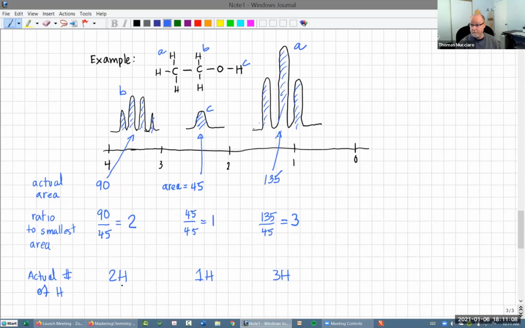Everybody good? I was just wondering, Professor, why when you drew the B set, why did you put 4 peaks? Because of splitting. We'll get to peak splitting in about 5 minutes or so.